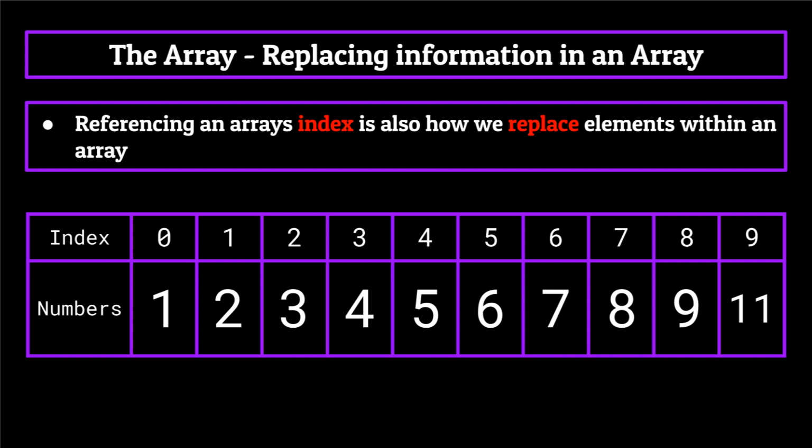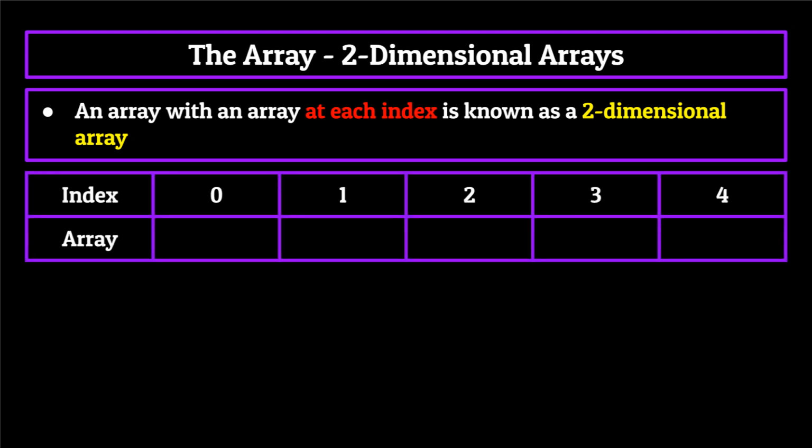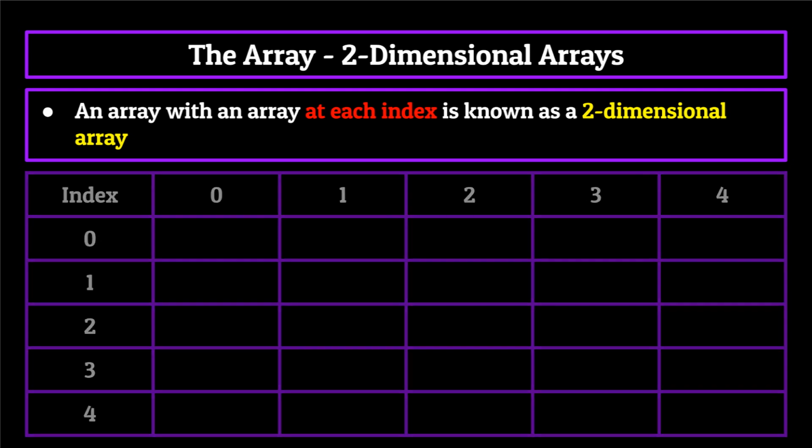Now, the last thing I want to talk about before we jump into the time complexity equations for an array is the practice of putting arrays inside of arrays. An array with an array at each element is known as a two-dimensional array. Think of a two-dimensional array as a matrix. It's similar to any other array except for the fact that instead of a primitive data type like an integer housed at each element, we would instead have a whole other array with its own size and indexes.